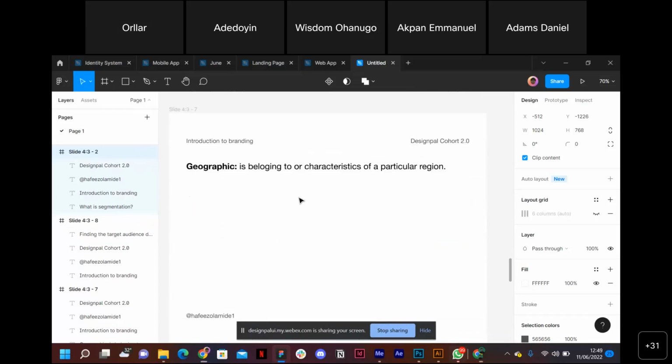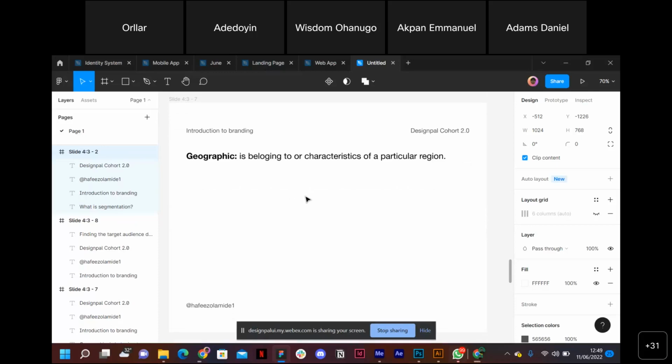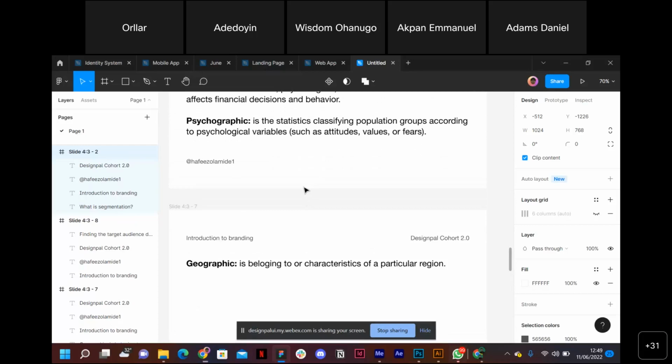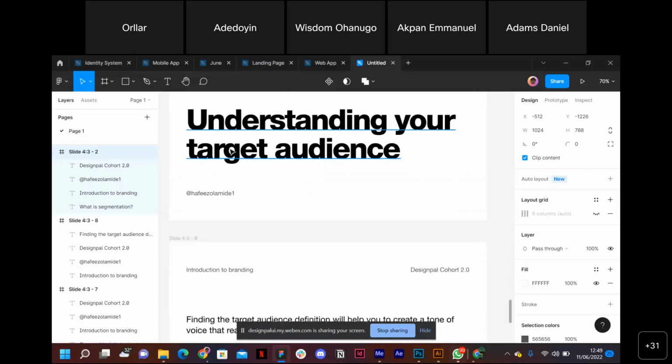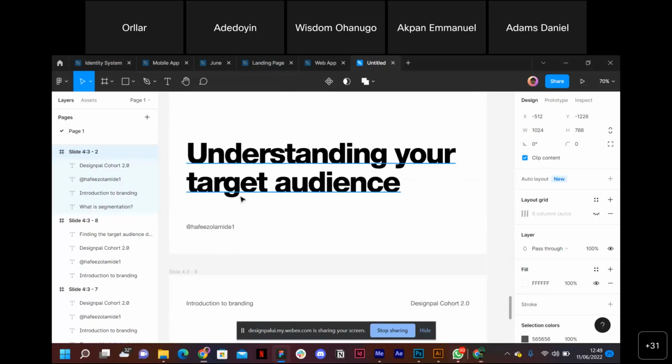Just like how MTN does this rebranding, Total Energy also does. A lot of brands these days are refreshing their brand. They are looking into more simplicity, more of a modern style of design and others. That's what understanding your target audience does to branding.